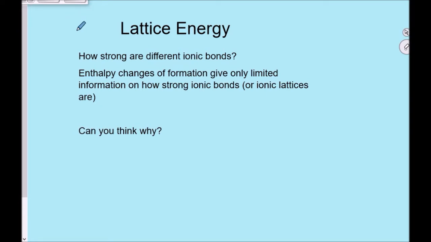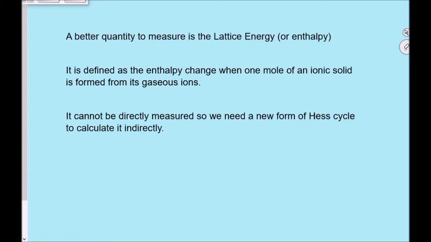So the idea of lattice energy, it tells us about the strength of ionic bonds. We can only get limited information from an enthalpy change of formation. You might be able to think of a reason why now. Pause the video if you like. The reason for limited information is that enthalpy change of formation deals with the elements, so we need to break them apart, turn them into ions before we can make the ionic solid.